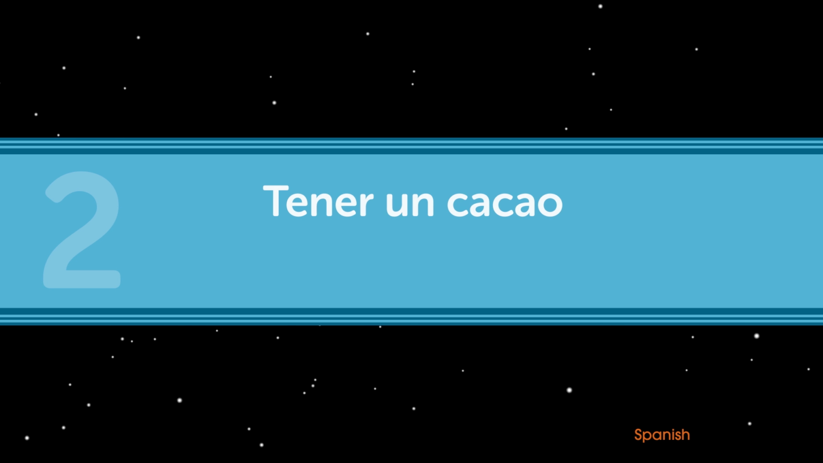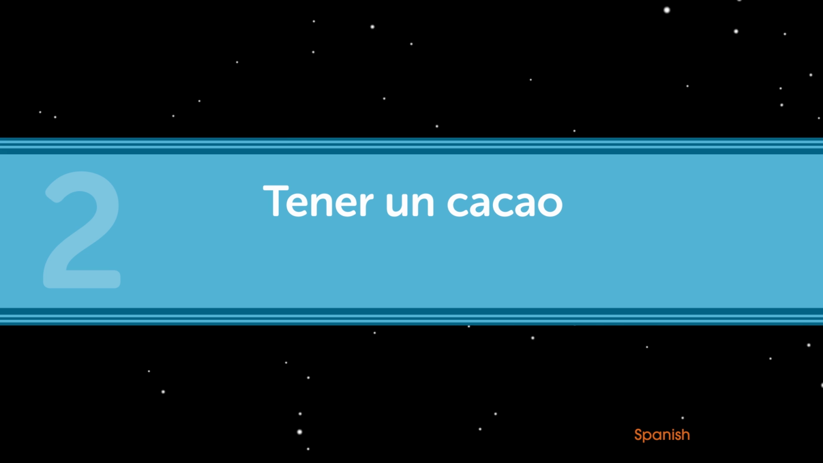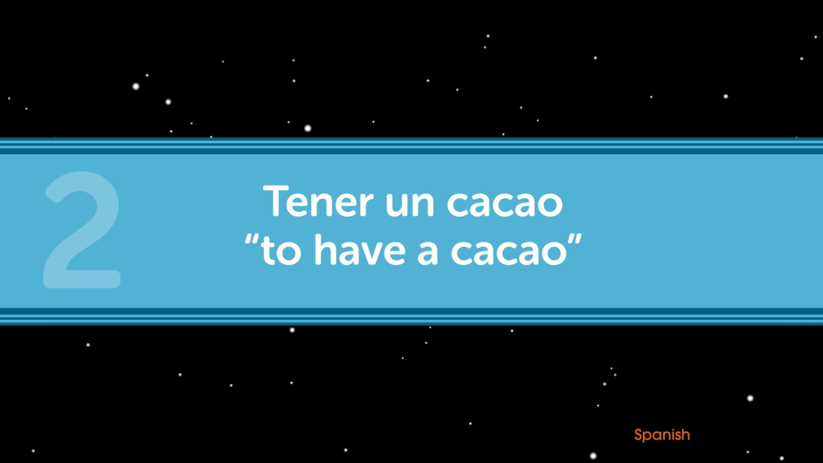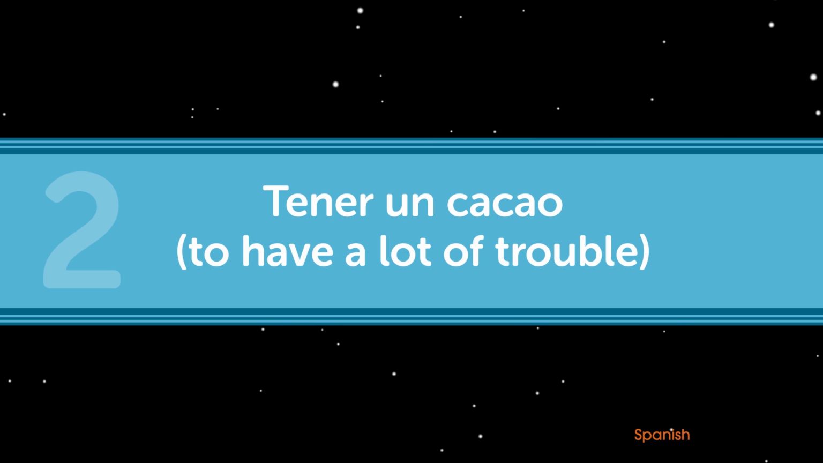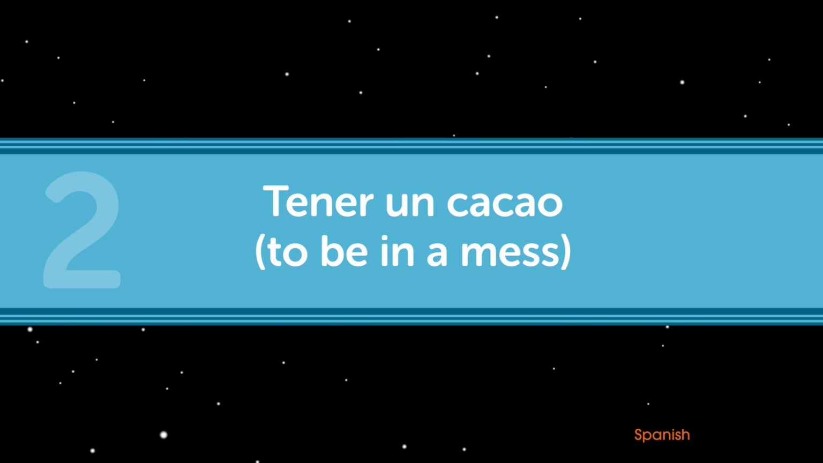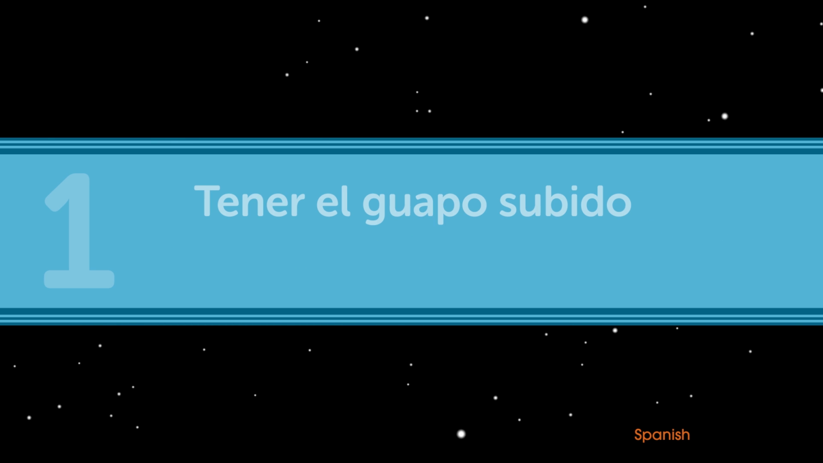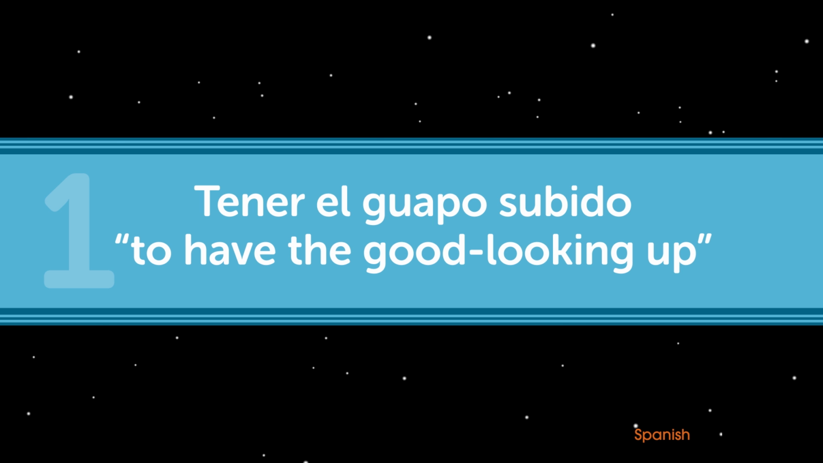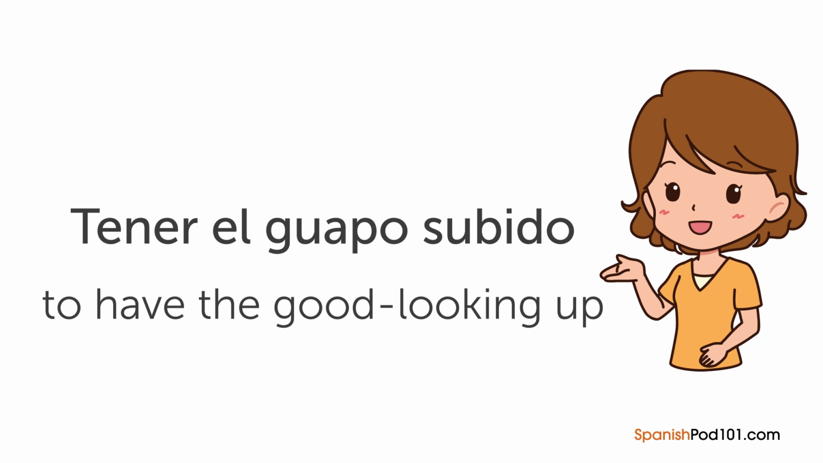Number 2 is tener un cacao. Literally translated, it means to have a cacao. However, the real meaning is to have a lot of trouble or to be in a mess. Lastly, number 1 is tener el guapo subido, which literally means to have the good looking up. The meaning of this may be easy for you to guess.